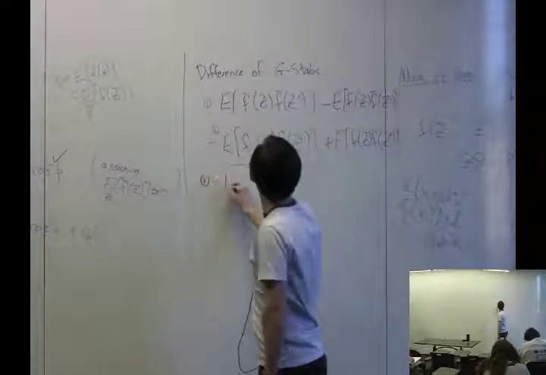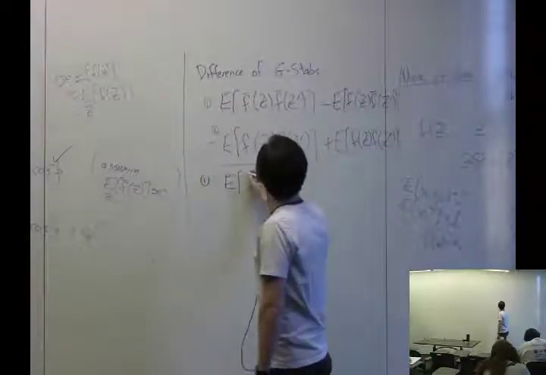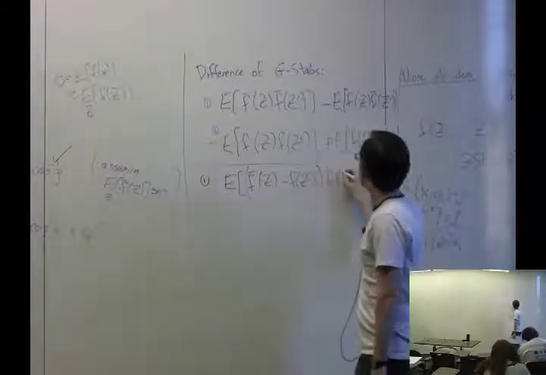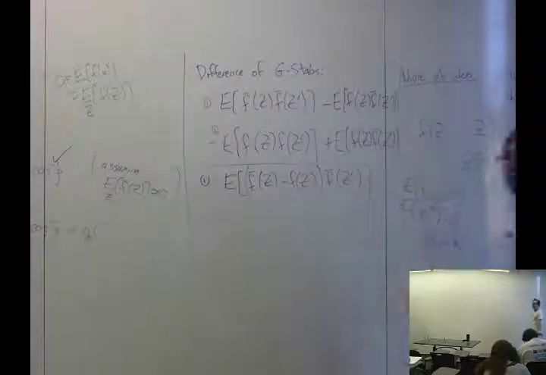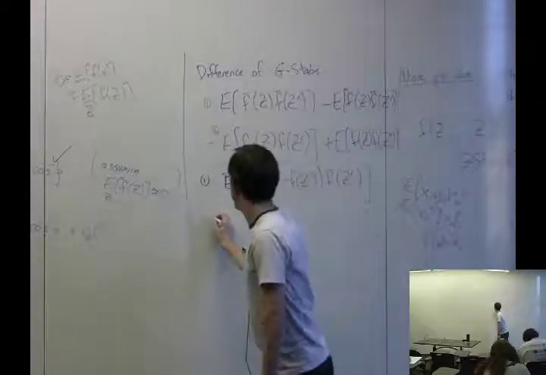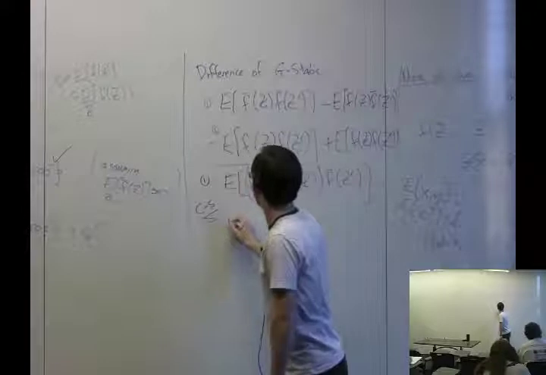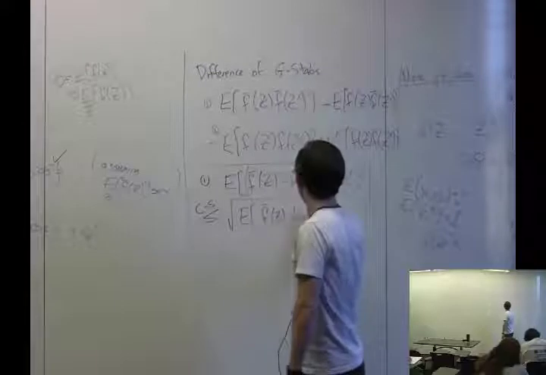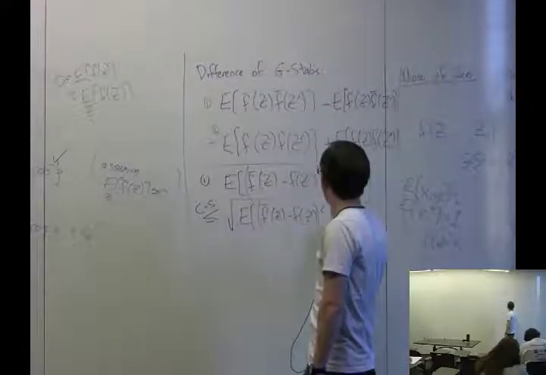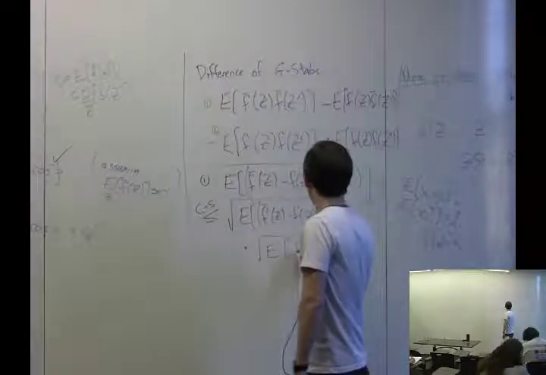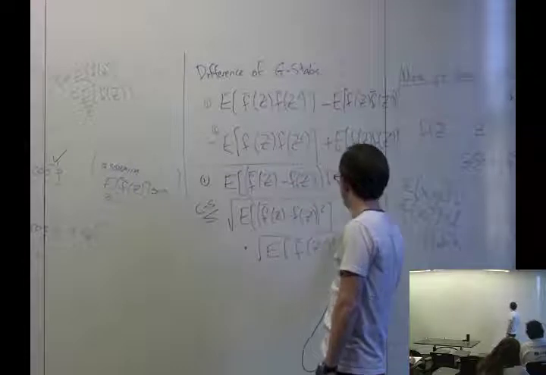Okay, so 1 is the expected value of f bar of z minus f of z, times f bar of z prime. Linearity of expectation. And since I feel that this is small on average, I should do Cauchy-Schwarz. So by Cauchy-Schwarz, this is at most the square root of the expectation of f bar of z minus f of z, squared, times the square root of the expectation of f bar of z prime squared.